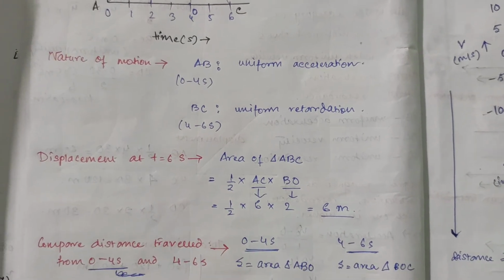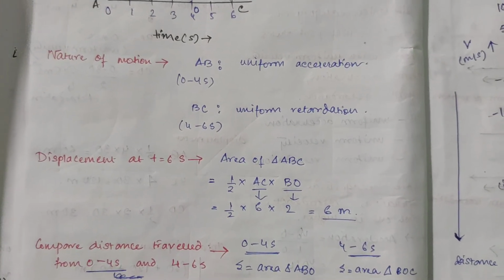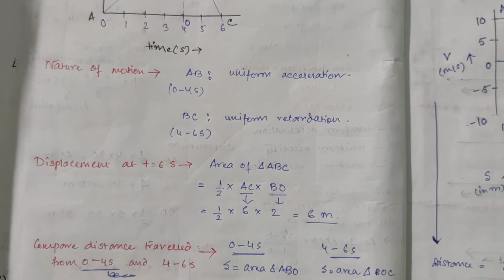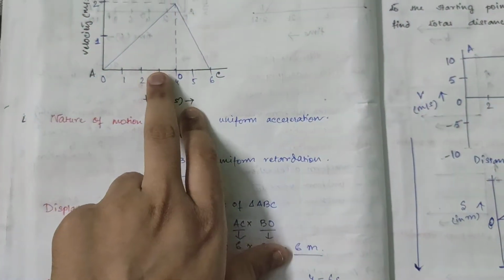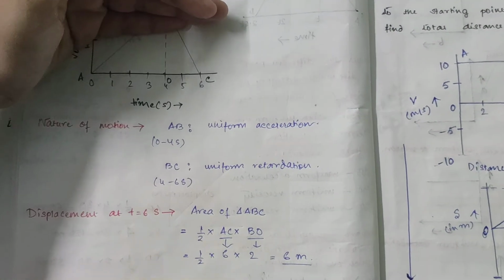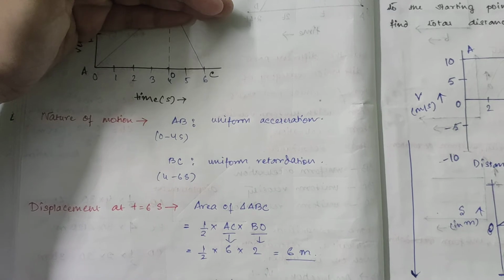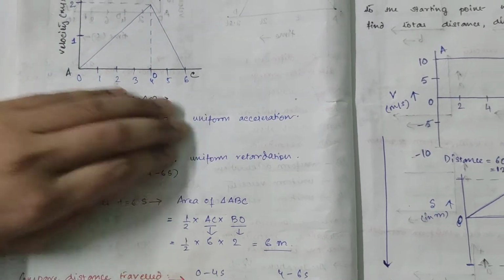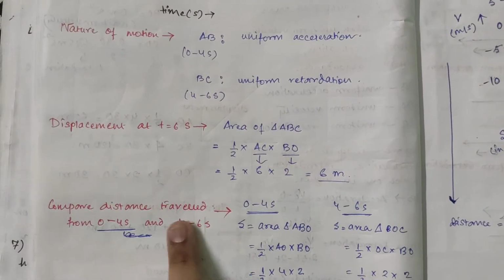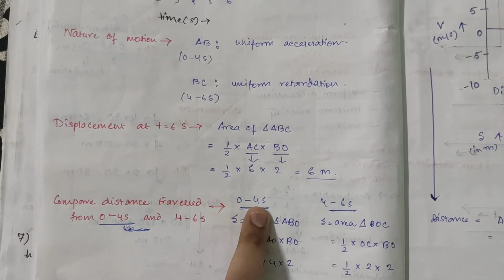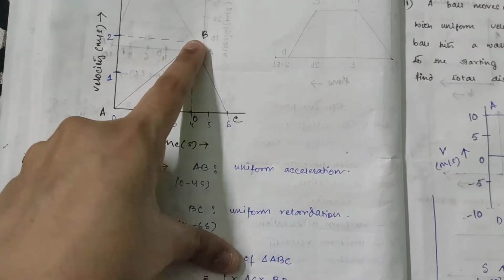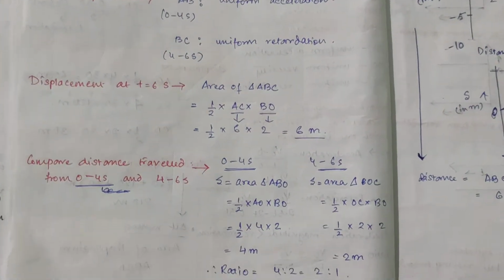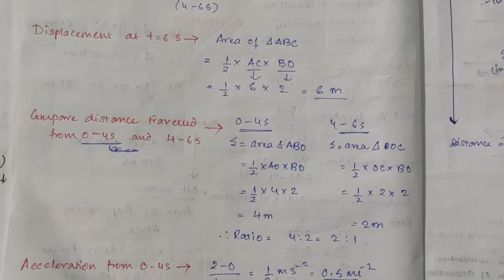Now compare the distance traveled. See the question which I just said. And what did I say? The question is compare the distance traveled from 0 to 4 and 4 to 6. Since the whole thing is above the time axis, distance and displacement are the same. But if it was below, then distance and displacement would have been taken considering the signs. So distance, displacement same. 0 to 4, just now I said area of ABO, and 4 to 6, area of this triangle. Find the area and then find the ratio.